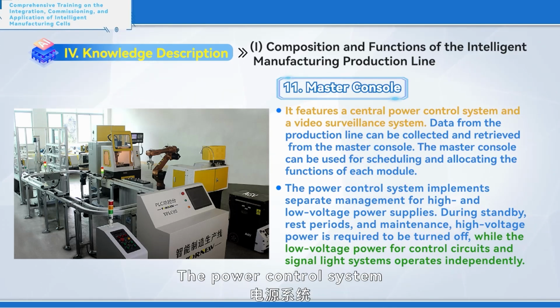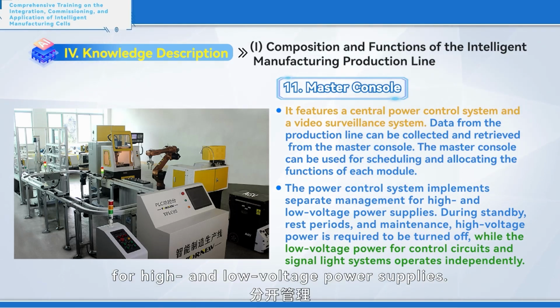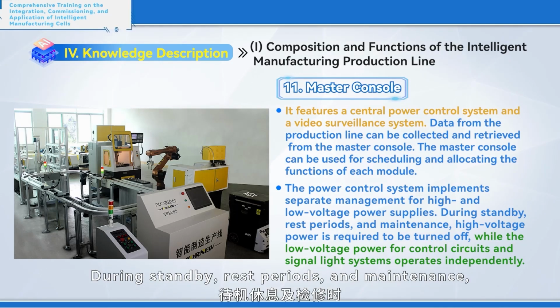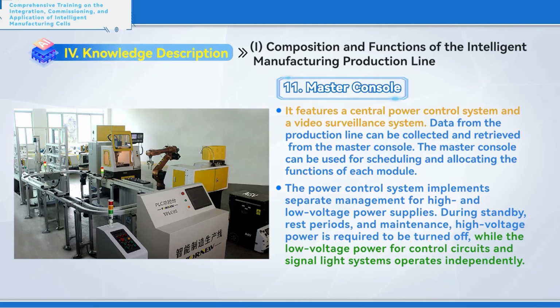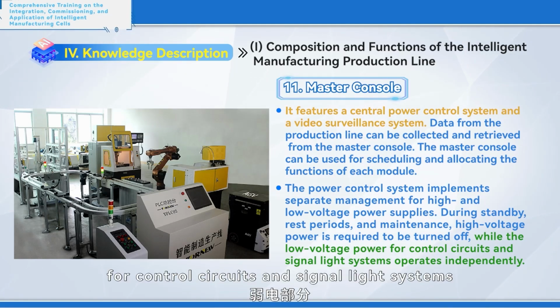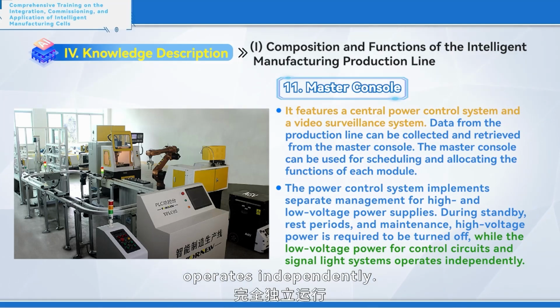The power control system implements separate management for high and low voltage power supplies. During standby, rest periods, and maintenance, high voltage power is required to be turned off, while the low voltage power for control circuits and signal light systems operates independently.